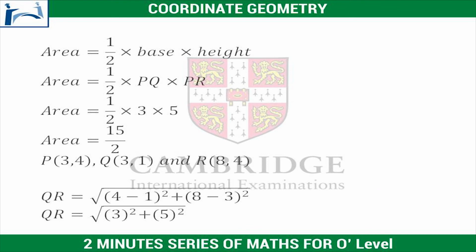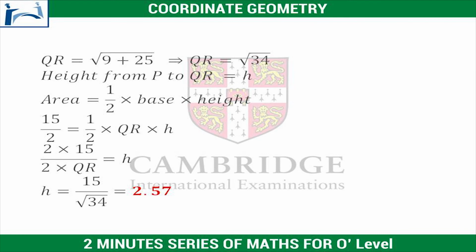So we have these points. We apply the length of QR which is equal to under root 34, and we have to calculate the height of P to QR, which is equal to h. We have the area. Now we apply 1/2 base into height. Base is QR and height is h. So we have h on one side, and we have 2 multiplied by 15 in the numerator, and we have 2 multiplied by QR in the denominator. So we have QR equal to under root 34. We have h equal to 15 over under root 34. We get height equal to 2.57 units.